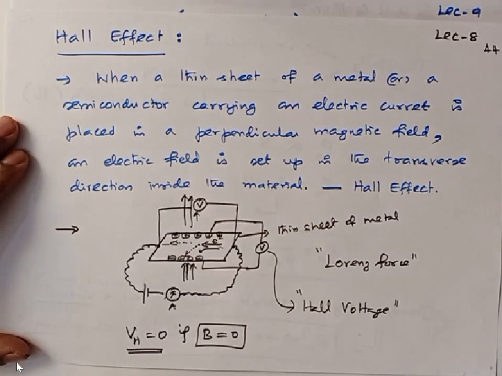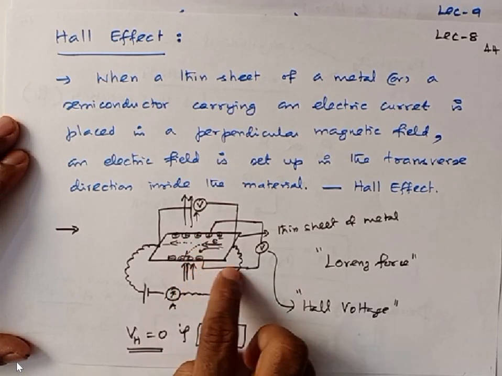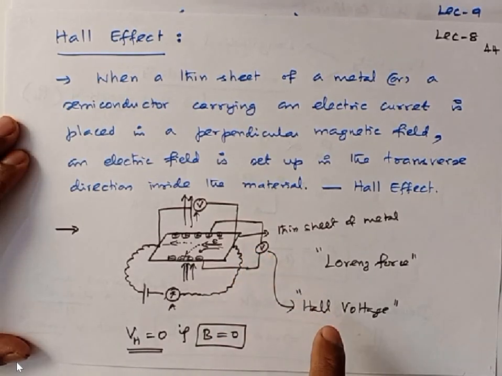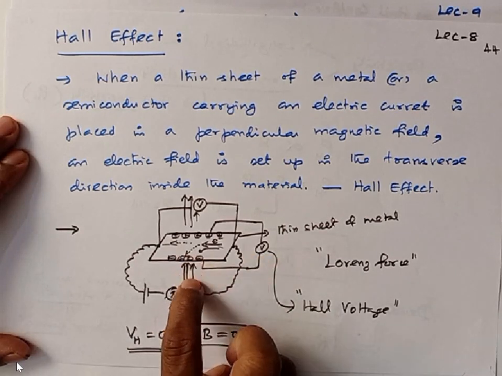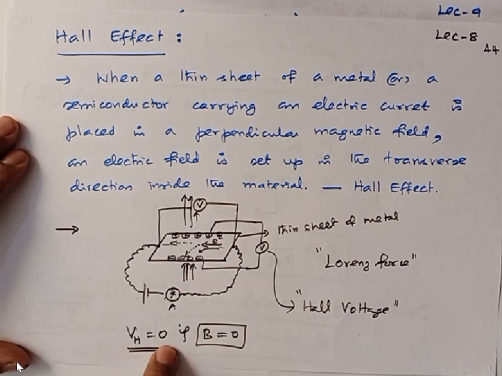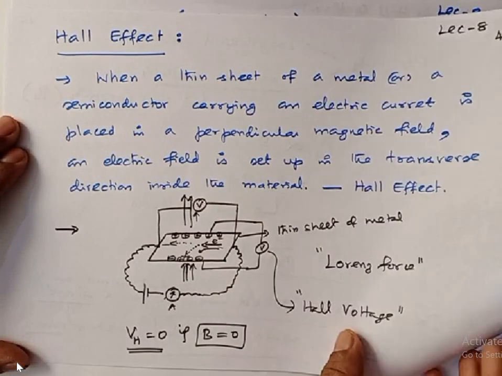and this is what we call as Hall effect. Now if I connect this end and this end with a voltmeter, you will get a potential, and that potential is called Hall voltage. Clear? This Hall voltage appears only when the external magnetic field is switched on. So Hall voltage is 0 if the external magnetic field strength is 0. Keep this point in mind. Clear? This is Hall effect. This is what we discussed in the last class, right?